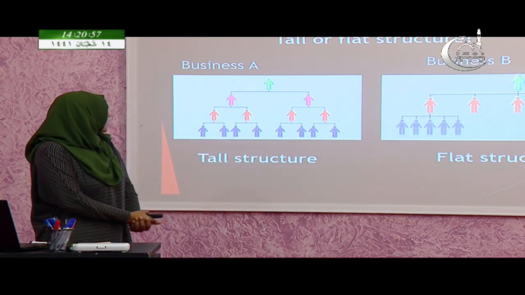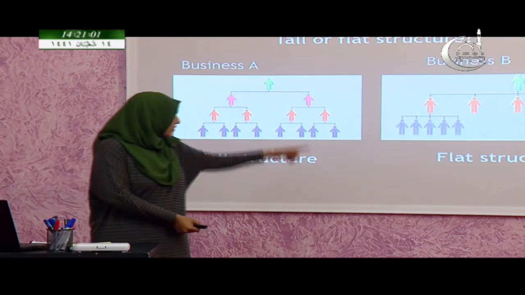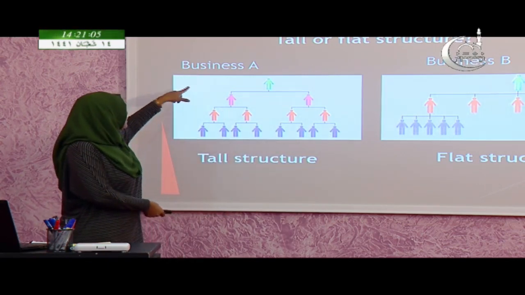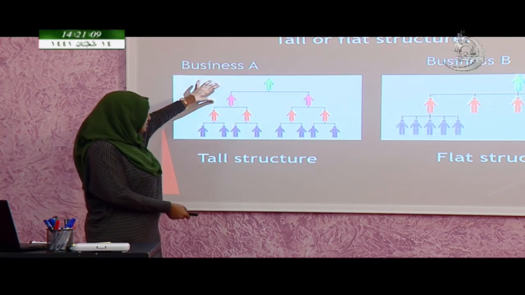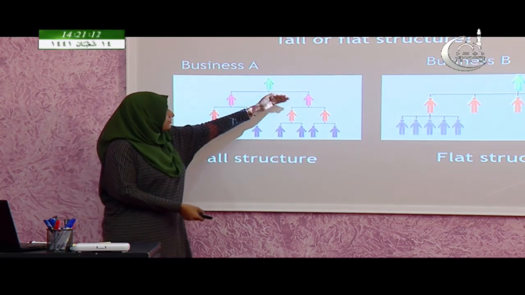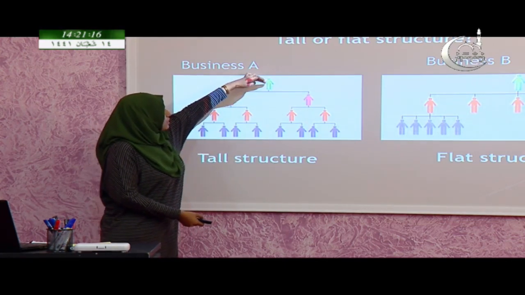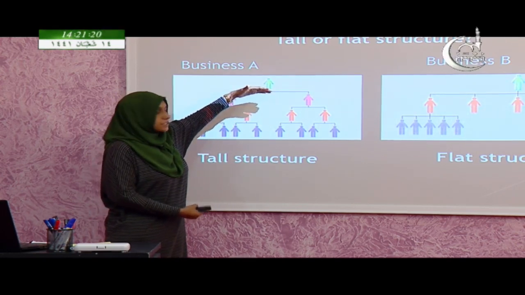So, the two types of structures are tall structure and flat structure. Here is an example of the two types of structures. First we are going to see business A. In this business, a lot of layers are here, that means levels, hierarchies are there. First we are going to count the number of levels, that means the hierarchy.